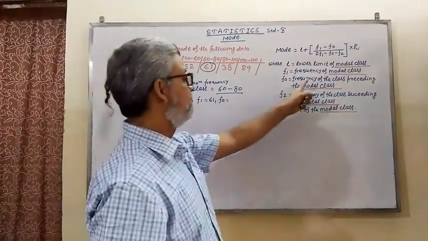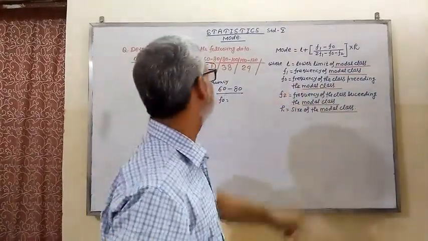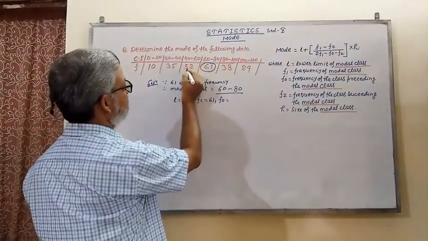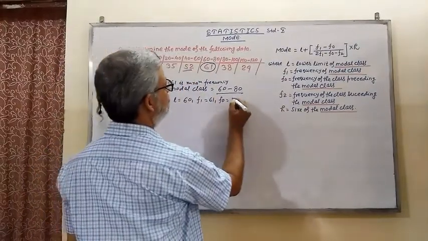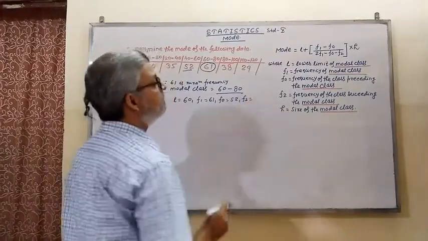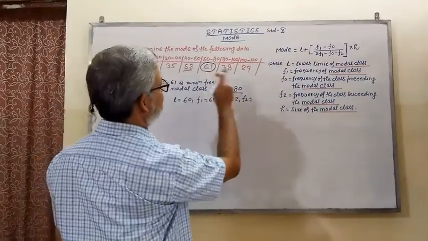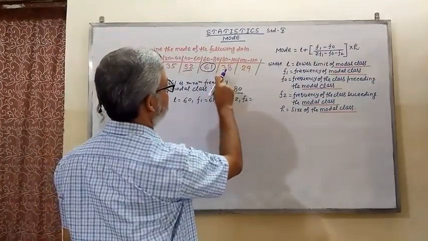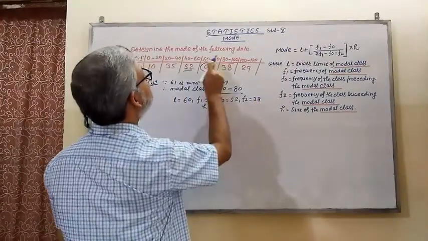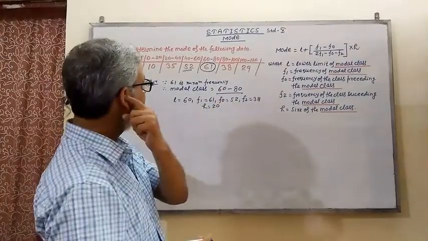F0 is the frequency of the class preceding the modal class. Preceding means just before that. So before 60 to 80, the class interval is 40 to 60, and its frequency is 52. So F0 is equal to 52. F2 is the frequency of the class succeeding the modal class. Succeeding means after this, so the interval after this is 80 to 100, and its frequency is 38. And H means 80 minus 60, that is 20. So now we have all the values.